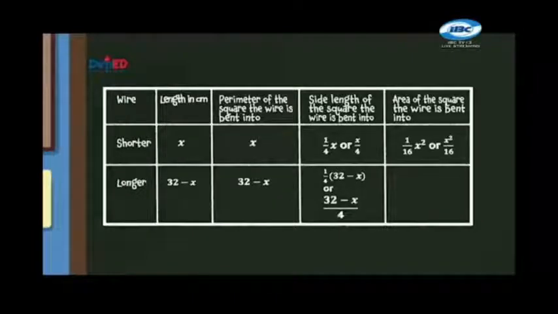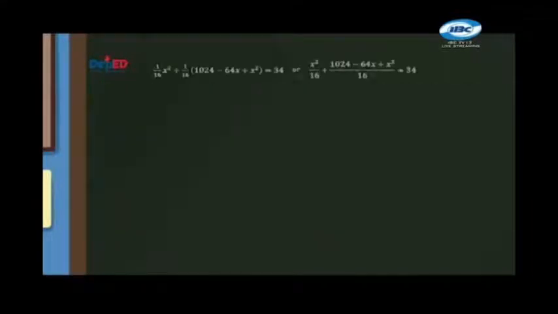For the shorter piece, the area of the square it is bent into must be equal to 1/16 of x squared, or x squared over 16. For the longer piece, the area of the square it is bent into must be equal to 1/16 of the trinomial 1024 minus 64x plus x squared, or 1024 minus 64x plus x squared all over 16. Since the sum of the areas enclosed by the two squares is 34 square centimeters, we write this equation.